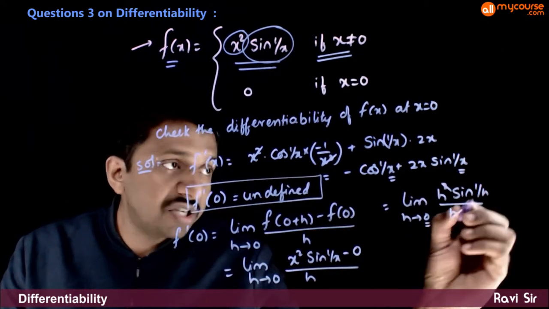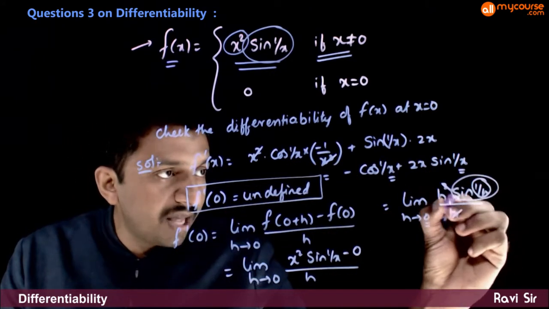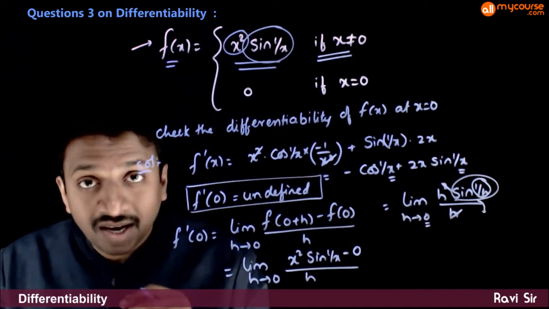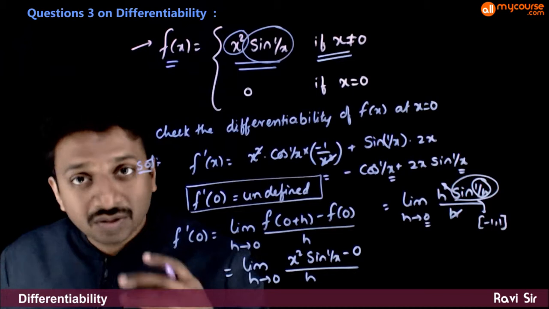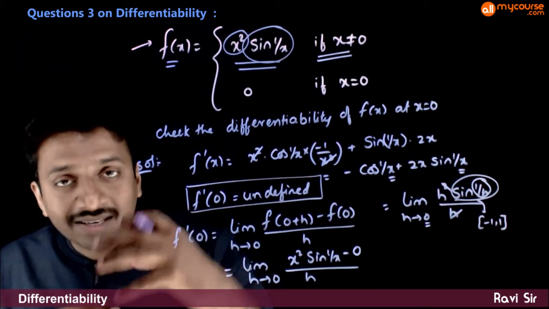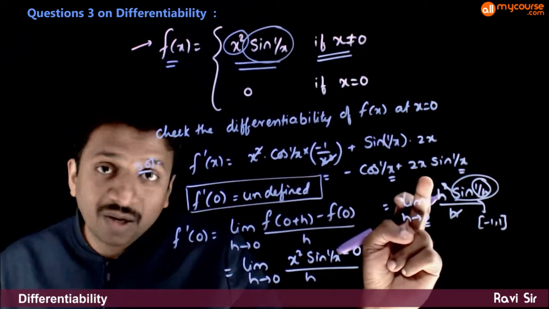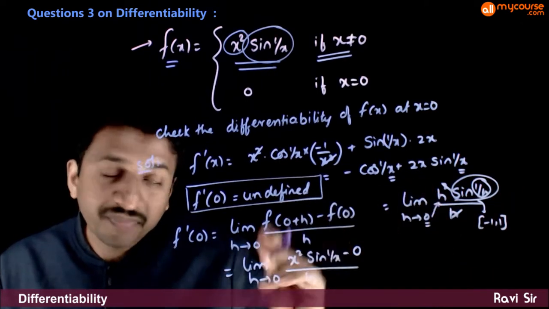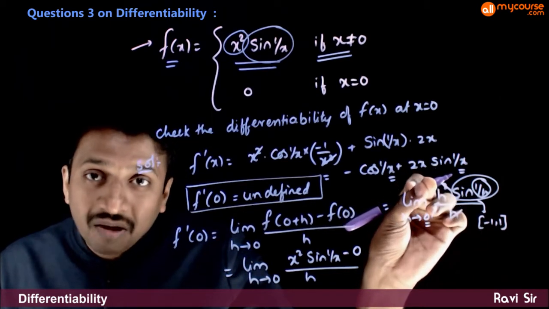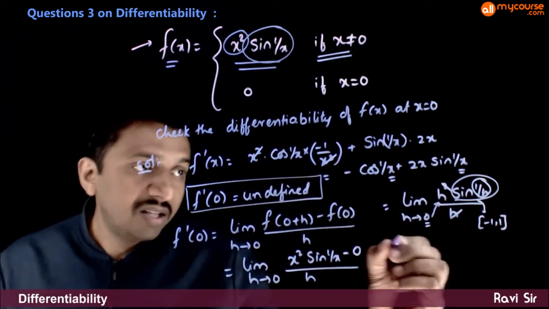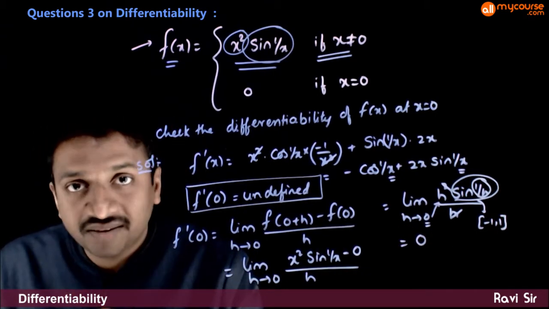We know that as h tends to 0, 1 by h goes to infinity, but sine 1 by h does not go to any limit. It oscillates between minus 1 and plus 1. So if you multiply it with h, which tends to 0, any finite number into a number which tends to 0 gives you 0 as the answer, whether it is on the right side or on the left side.